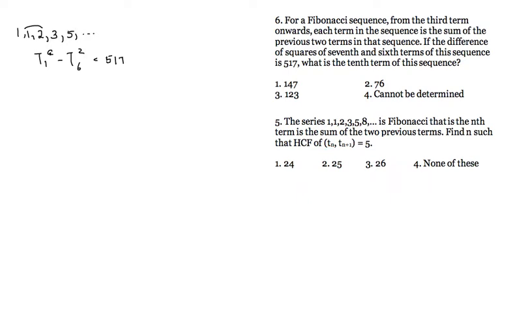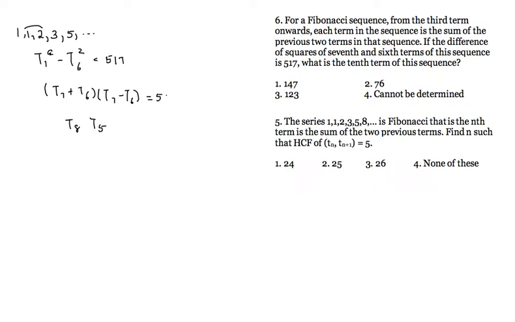Now, we know the breakup of a square minus b square, right? It's (a plus b) into (a minus b). So this is going to be (T7 plus T6) into (T7 minus T6). Now the way Fibonacci is defined, right? T7 plus T6 has to be your next term T8, and the difference between T7 and T6 has to be the previous term, which is T5. Now this is equal to 5 and 7.